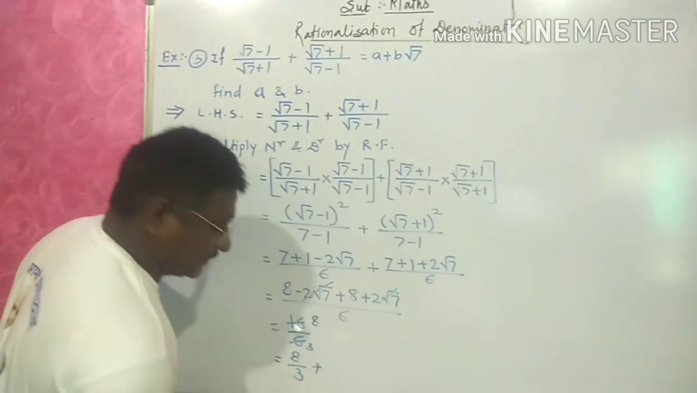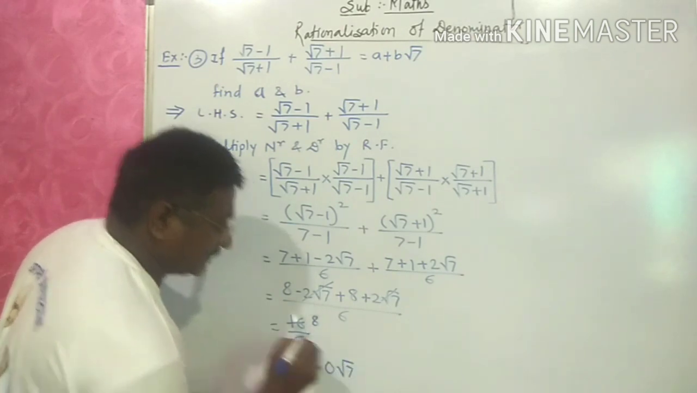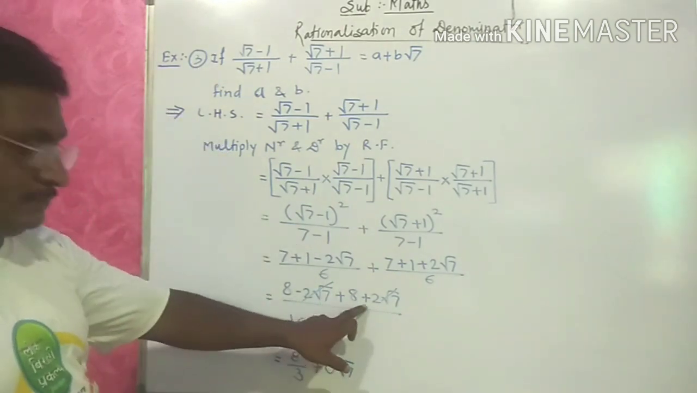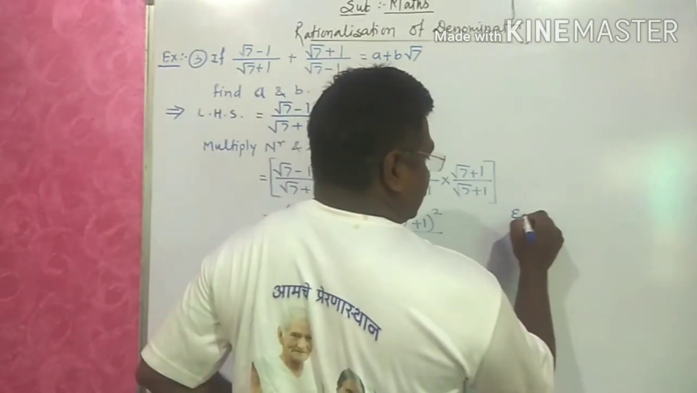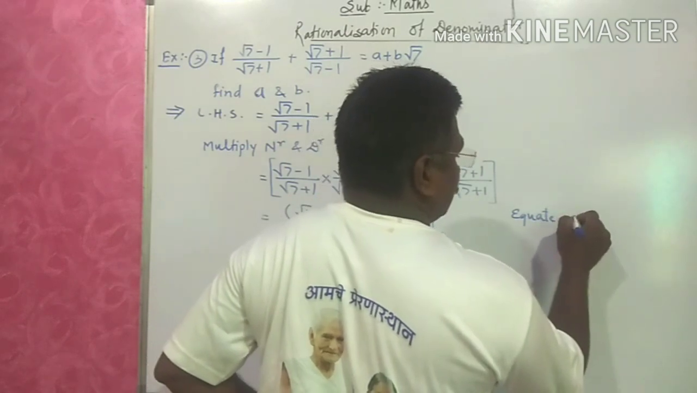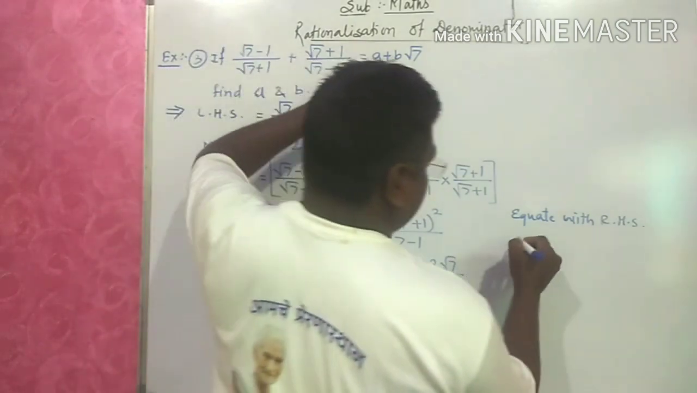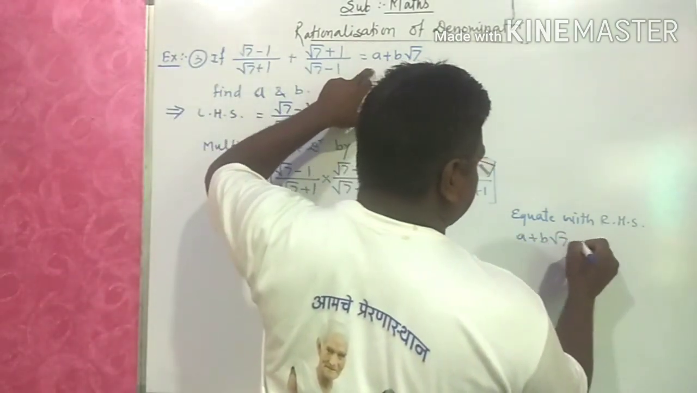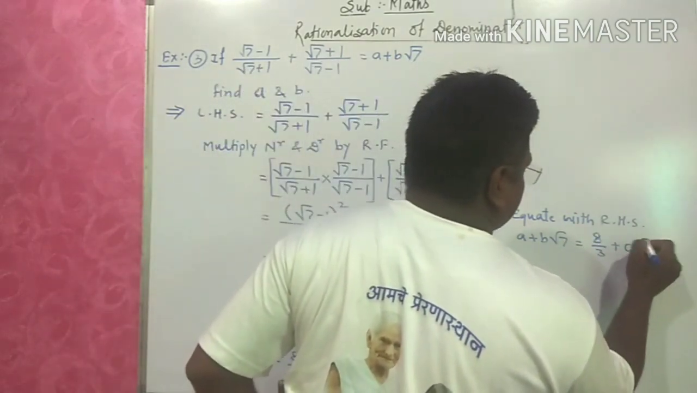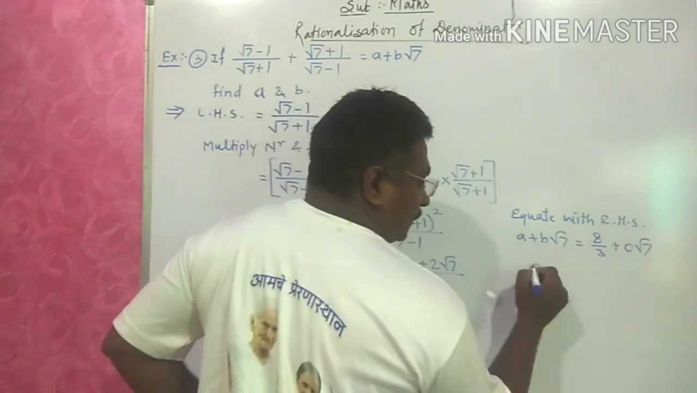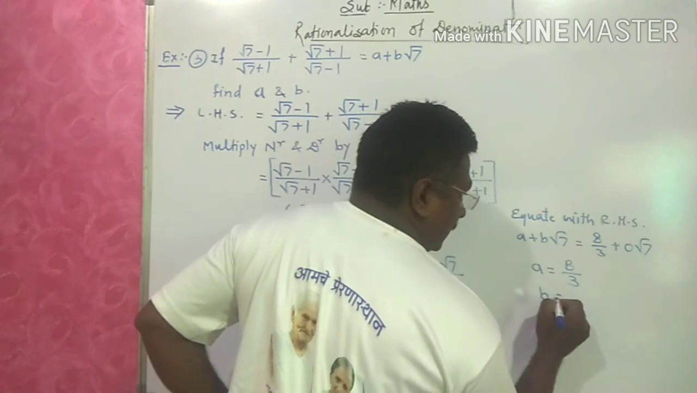Now b term is absent. So what will we get? 0 root 7, because here 0 will come. So 0 root 7. So next we equate with RHS. So what is RHS? a plus b root 7. So here what did we get? 8 by 3 plus 0 root 7. So what is the value of a? a equals 8 by 3. And what is the value of b? 0.